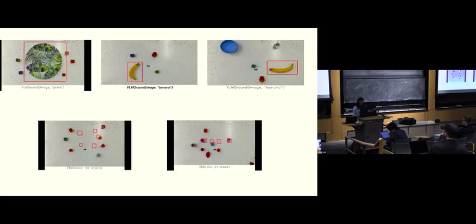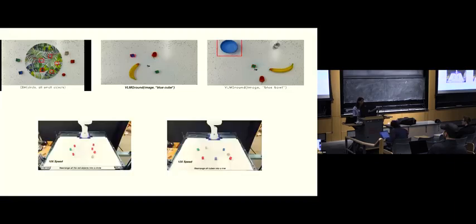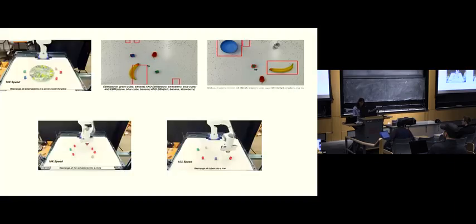Again, it's the same steps. First, you need to detect the objects, then you need to predict their goal configurations, and then you need to pick and place at the corresponding locations.